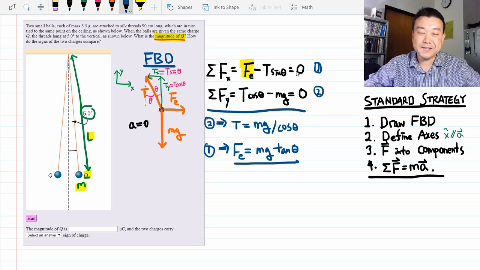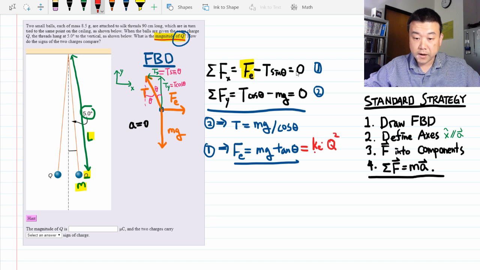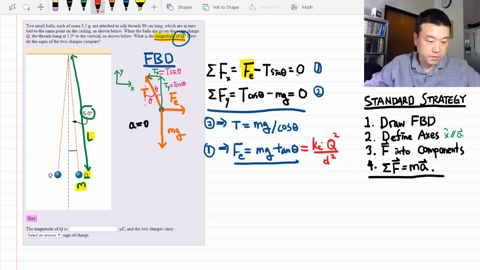The question is, what is the magnitude of Q? So this is where we now have to use our knowledge of electrostatics to relate to the charge. So you remember Coulomb's law? This electrostatic force should be Coulomb's constant times the product of charges, or in this case Q squared, divided by the distance squared. Looks like we don't quite have distance information given directly to us. We need to figure it out from geometry, which is, I guess, what this length is here for.